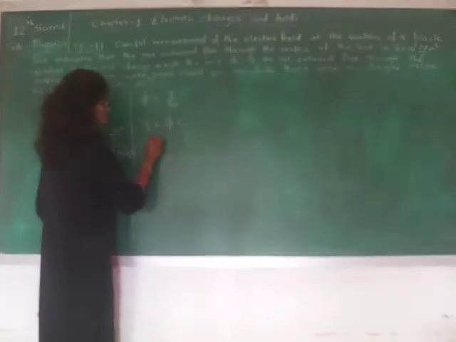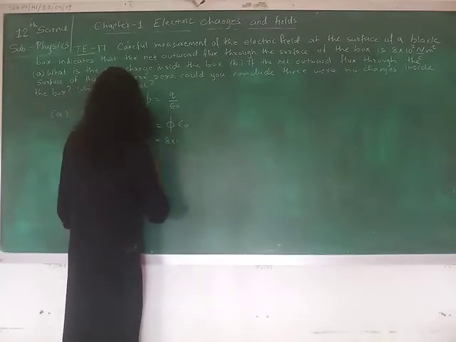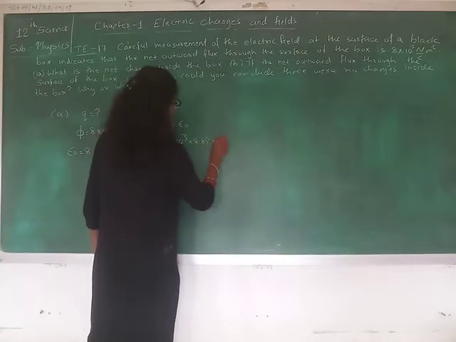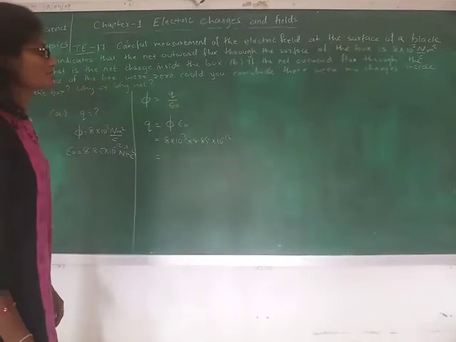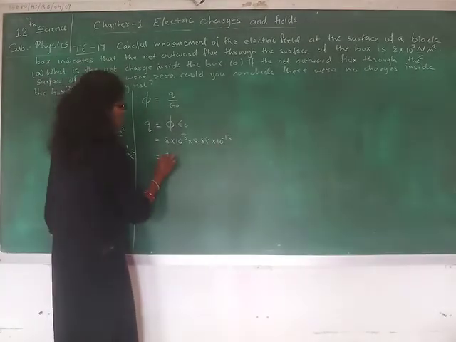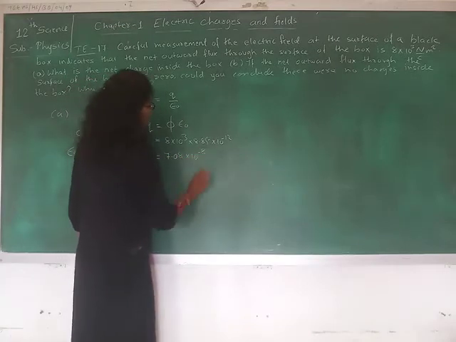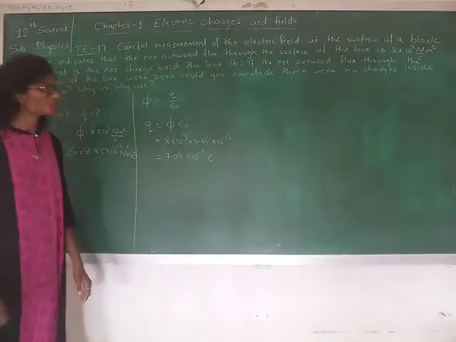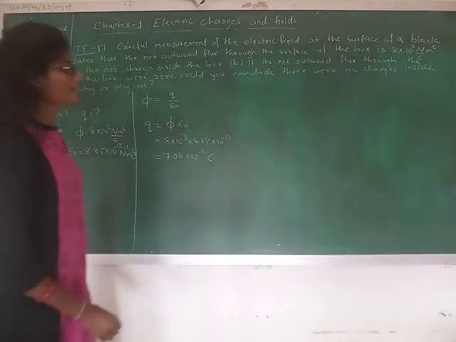Now when we substitute these values, that is phi is 8 into 10 raised to 3, epsilon 0 is 8.85 into 10 raised to minus 12. When we calculate this, we get the value as 7.08 into 10 raised to minus 8 coulomb. So this is the value of the charge. Now the second part.